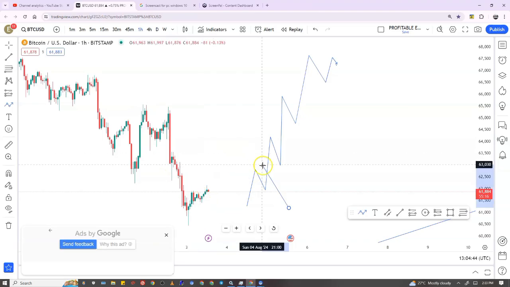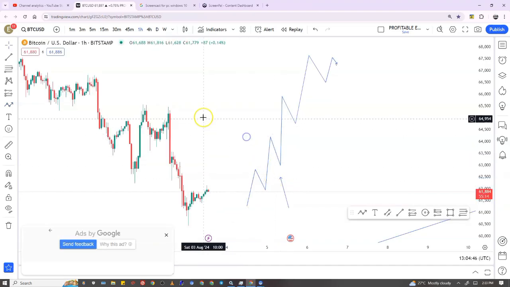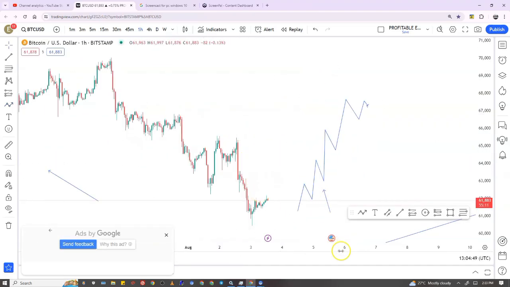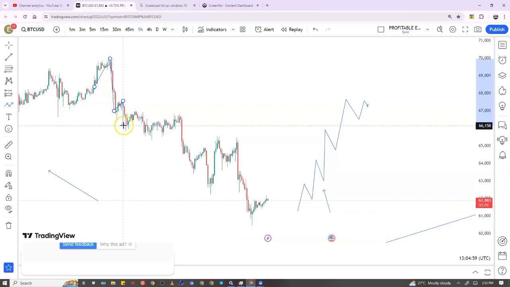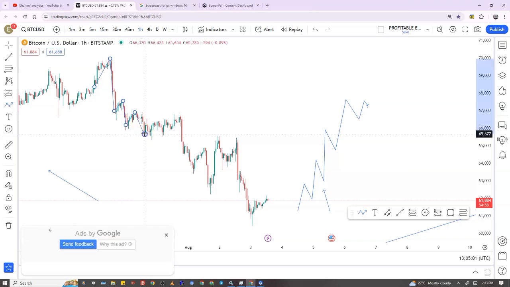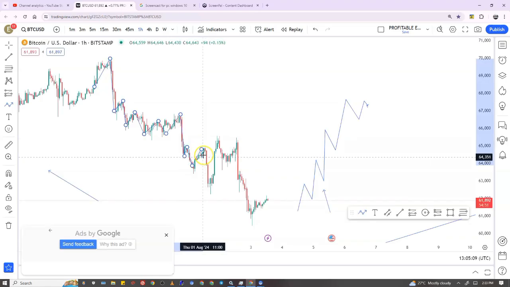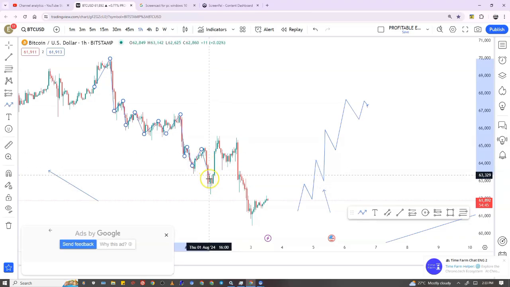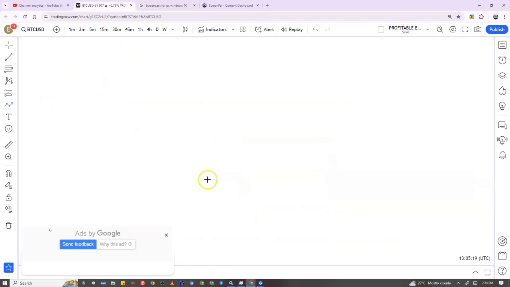That is just it. Likewise, you can trace a downtrend. When you find a downtrend, you get lower lows, lower highs, lower lows, lower highs. When you see an impulsive move like this, it is called a break of structure, and it continues like that.